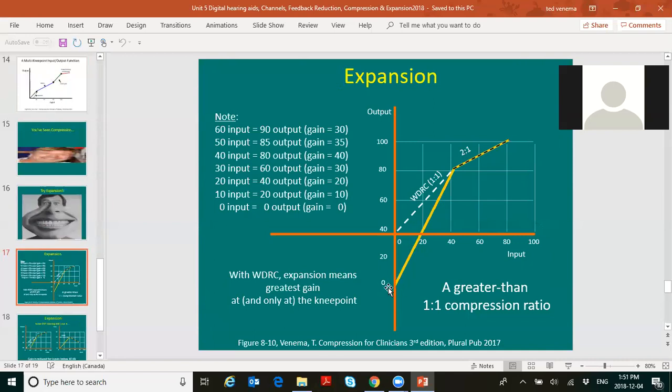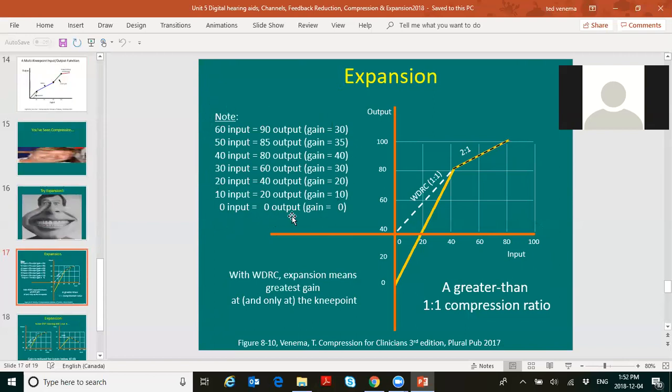0 in, 0 out. 10 in, 20 out. 20 in, 40 out. 30 in, 60 out. 40 in, 80 out. 60 in, 90 out. 80 in, 100 out. So what I just said there, let's look at the white stuff here.